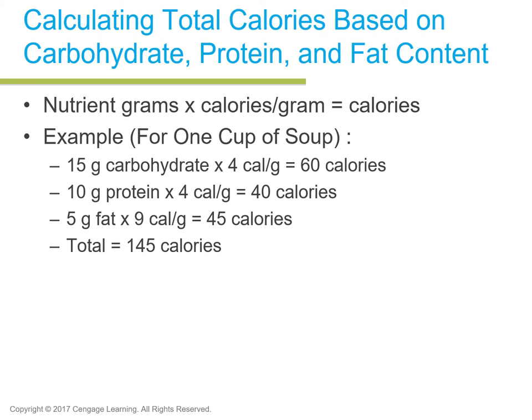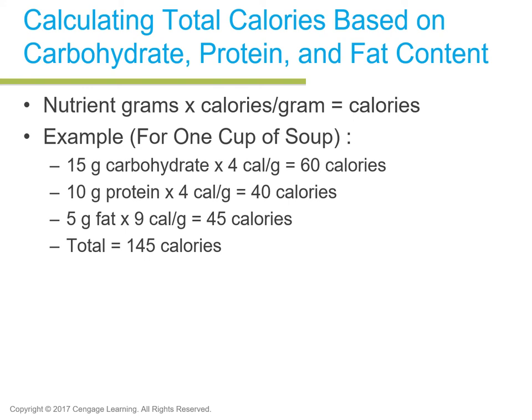Now here's another example from your book. It's the example that I was talking about. It's telling you how you can use the physiological values of macronutrients to determine how many calories you're getting when you read nutrition facts panels or food labels, to determine how many calories you're getting from those grams.